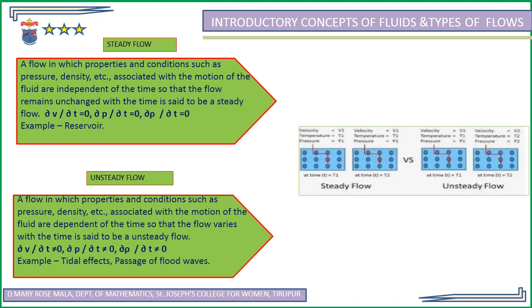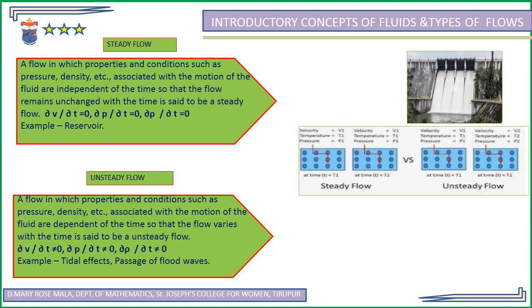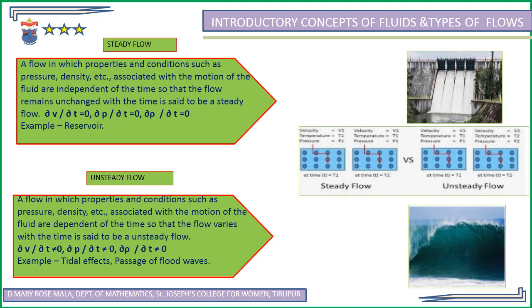A flow exhibits properties such as pressure, density, temperature, volume, etc. If these properties are independent of time, then the flow is said to be a steady flow. So over here, the flow does not vary with time. In the case of an unsteady flow, the properties are dependent on time. So the flow varies with respect to time. Example, tidal waves or flood waves.